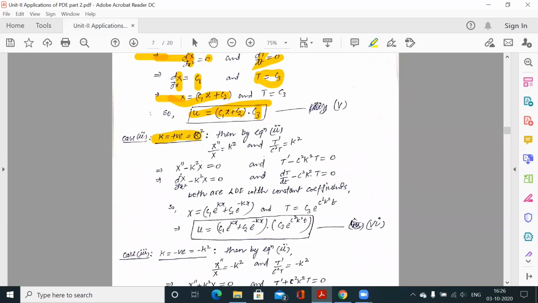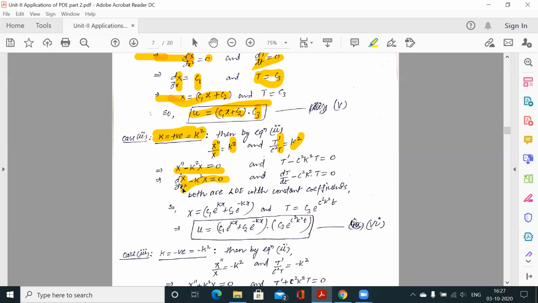Now suppose k is positive, so I have taken this as k square. I already told you the reason why k square, because we don't want to keep square root k every time. So left hand side is equal to k square, right hand side is equal to k square. What we get from here is x double dash minus k square x is equal to 0, that is d2x over dx square minus k square x is equal to 0. So this is an LDE, a linear ordinary differential equation with constant coefficient.